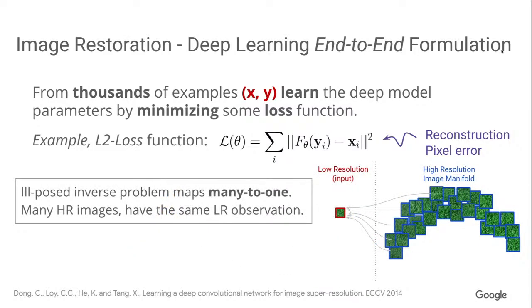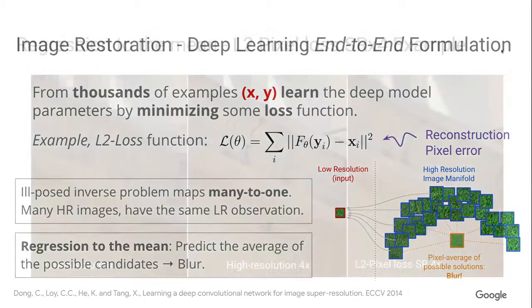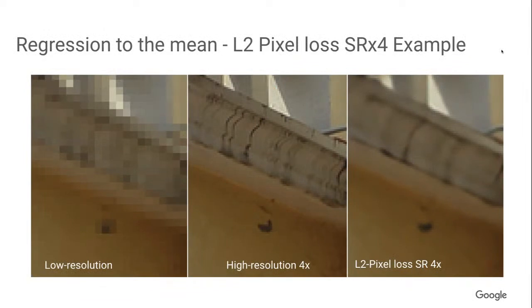Inverse problems, such as image restoration, do not generally have a unique solution. There's typically an infinite number of high-quality images that can lead to the same low-quality observation. This implies that when minimizing the loss function, the network learns to predict the average of all possible solutions. The predicted image won't necessarily look natural and will typically be blurry due to the averaging of many possible candidates. Here, you can see an example for a super resolution network trained with an L2 pixel loss. The predicted image lacks details and looks blurry.